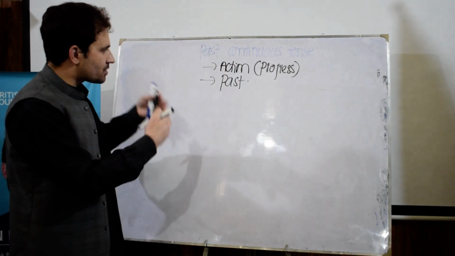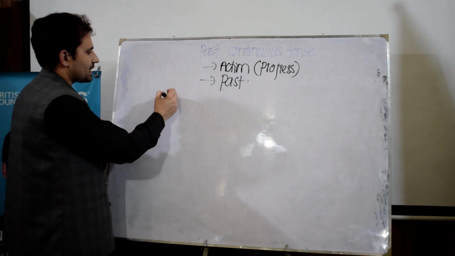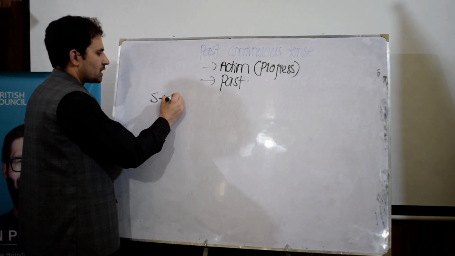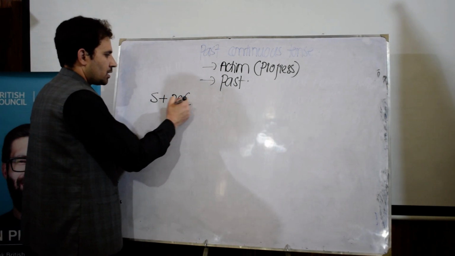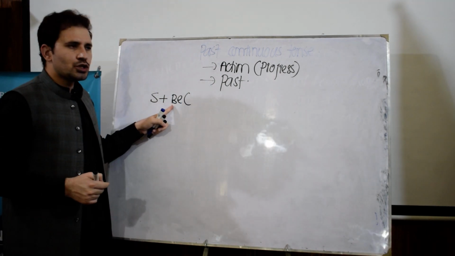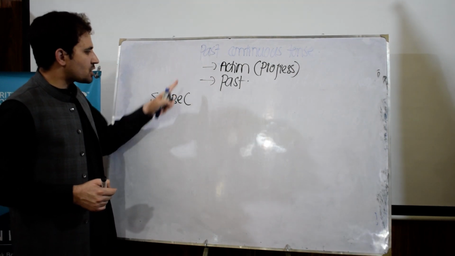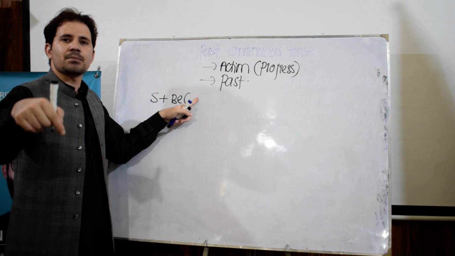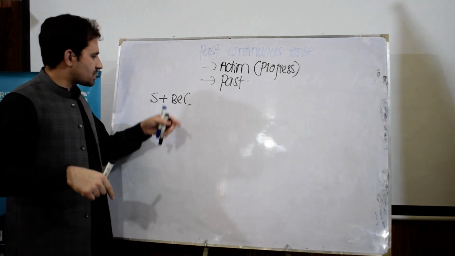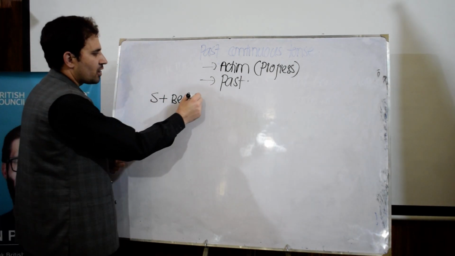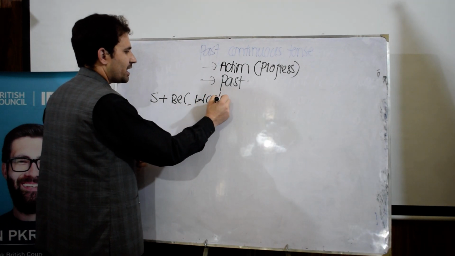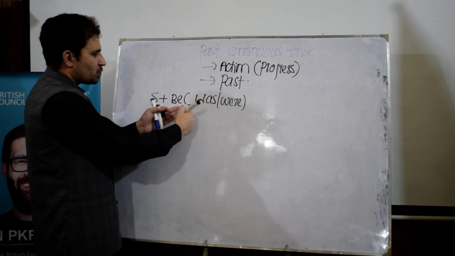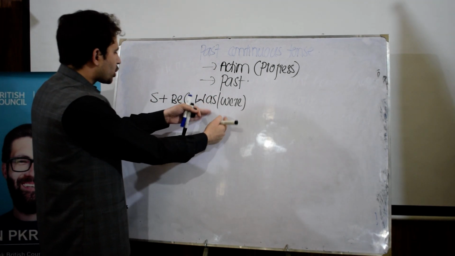Let me put here the structure for past continuous tense. First of all, we use a subject. After the subject, we will use a be verb. But because we are talking about the past tense, we will have to use a past be verb, not present. Present be verbs we have is, am, are, used in present continuous. But past be verbs we have got two: was and were. After the subject we need to use was or were according to the subject.